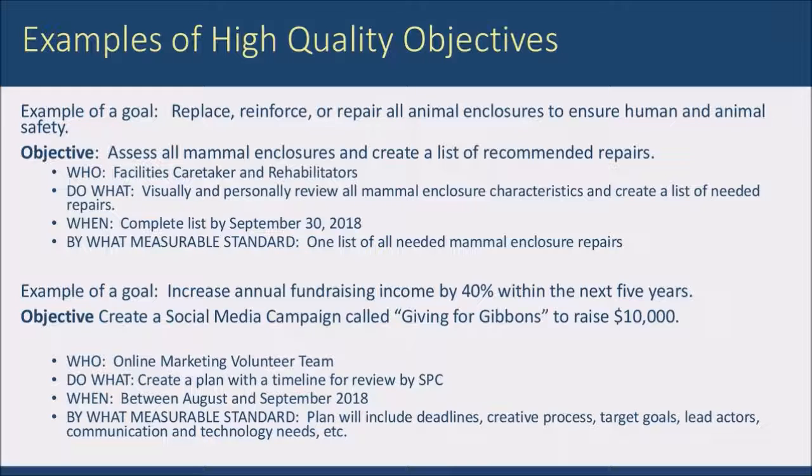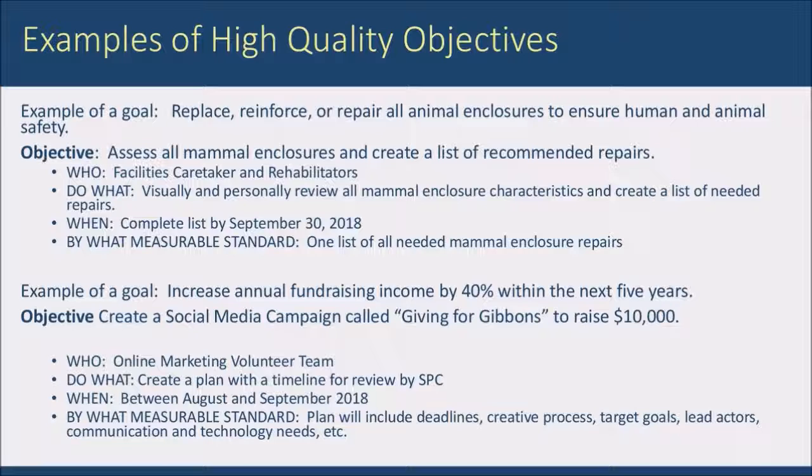So for this example, the objective is: assess all mammal enclosures and create a list of recommended repairs. Then we're indicating who's going to do that: the facility caretaker and the rehabilitators. What are they going to do? They're going to visually and personally review all mammal enclosure characteristics, and they're going to create a list of needed repairs. So when are they going to do this? By September 30th of this year. And by what measurable standards? In this case, the standard is one list of all the needed mammal enclosure repairs. So the measurable piece is that they've got one single list.